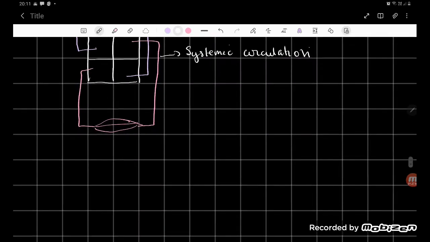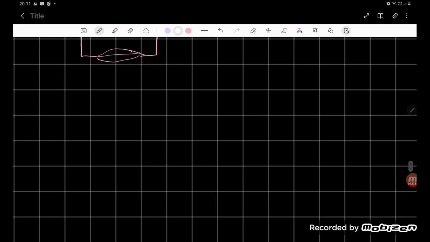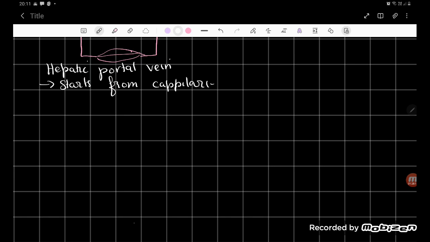There is also another thing you have to remember, the hepatic portal vein. Let's talk about the hepatic portal vein. It starts from capillaries and it ends at capillaries.